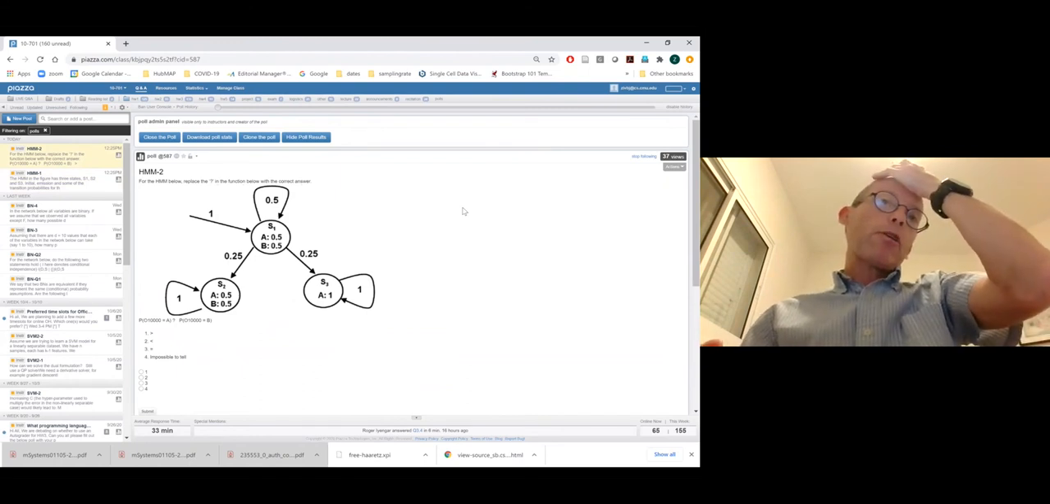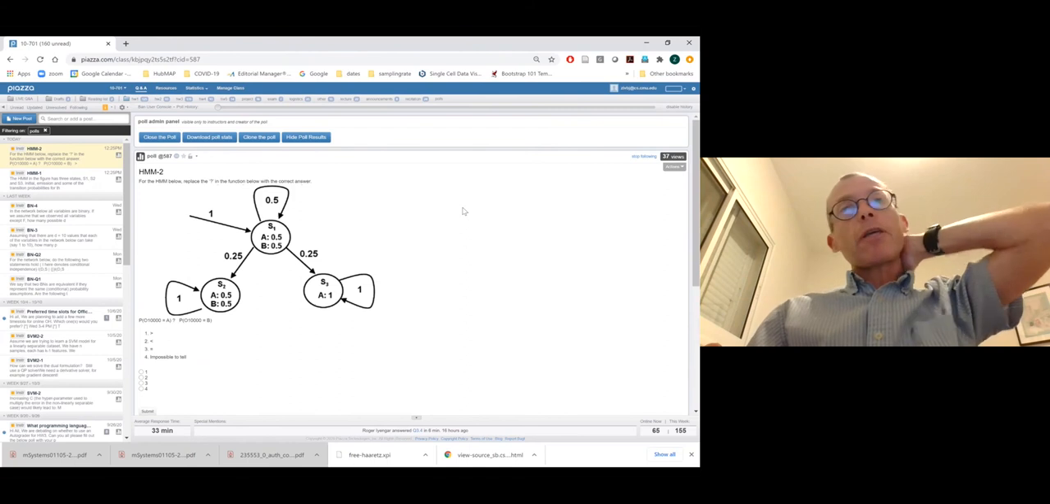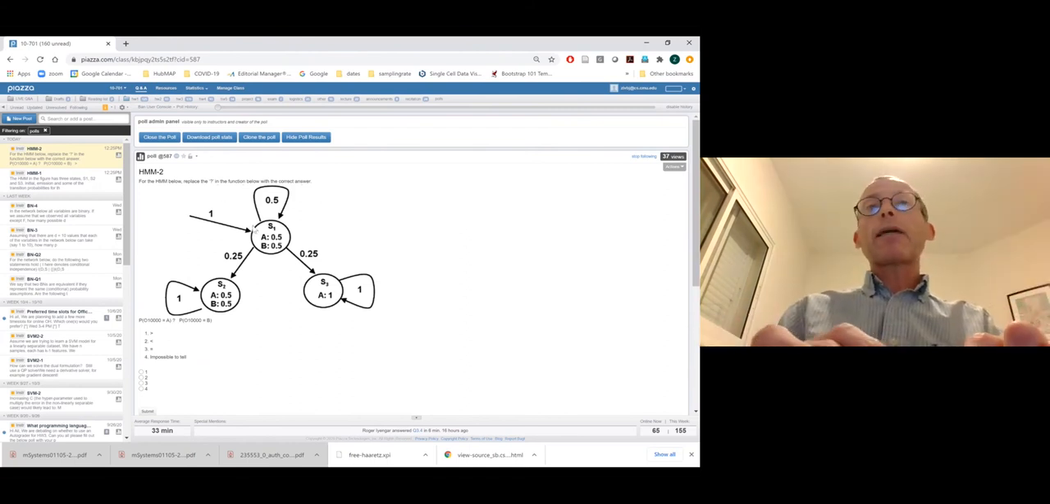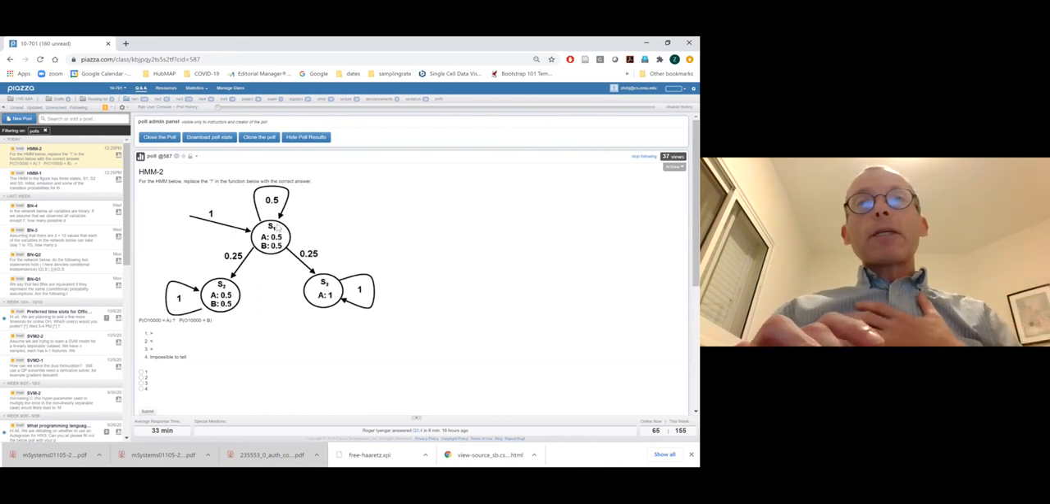What about when we have emission? So in this case, I'm giving you another hidden Markov model. Again, here the starting point is always one. Transition probabilities are listed, and these are terminal states. So once you get to this state, you never leave. In this state, you can stay for a long time.